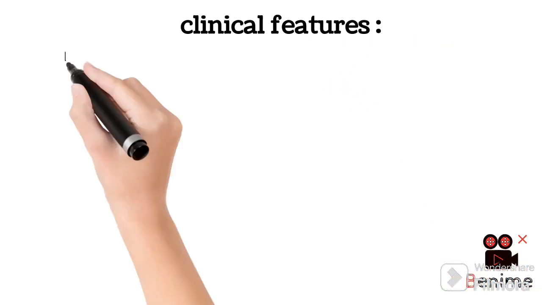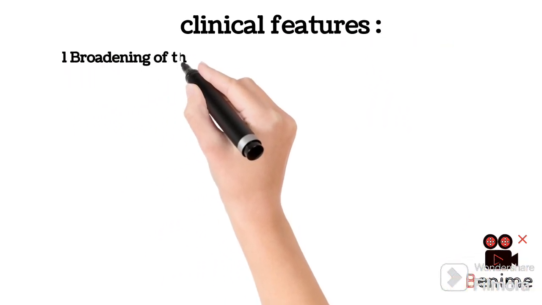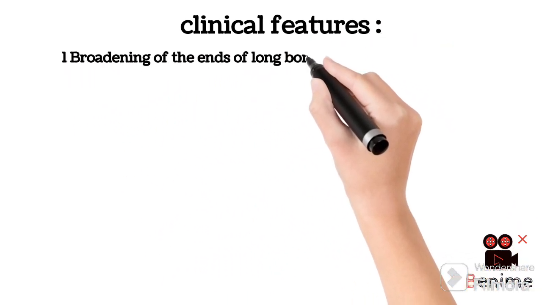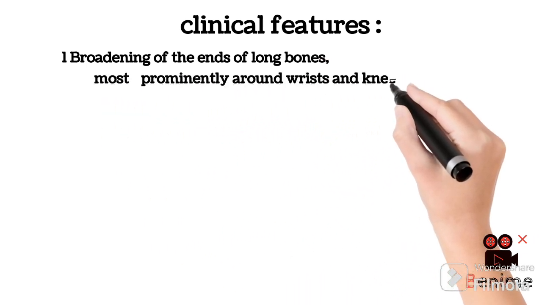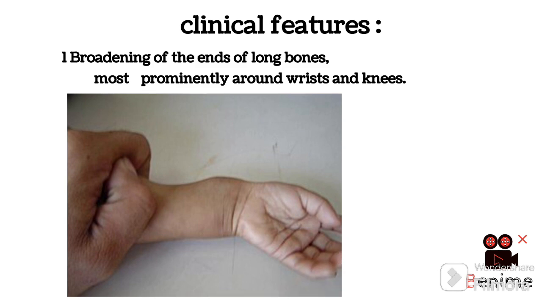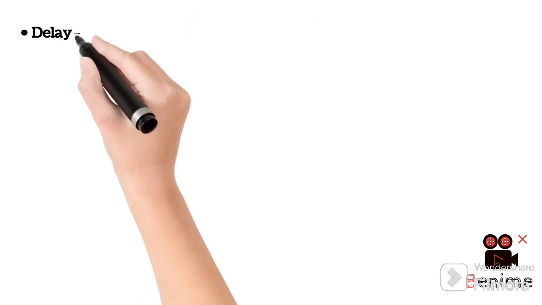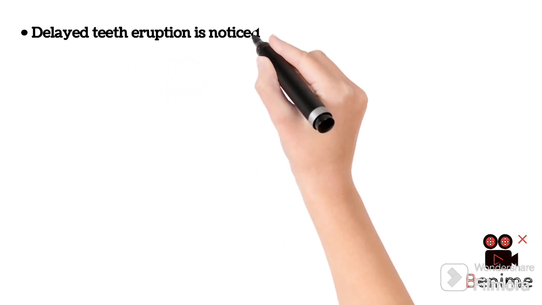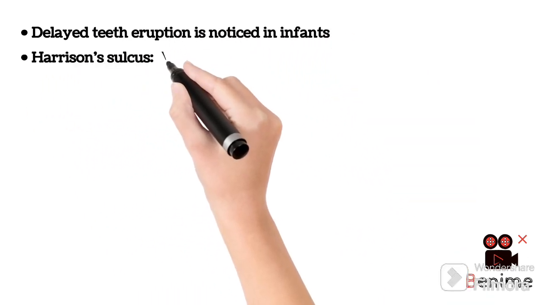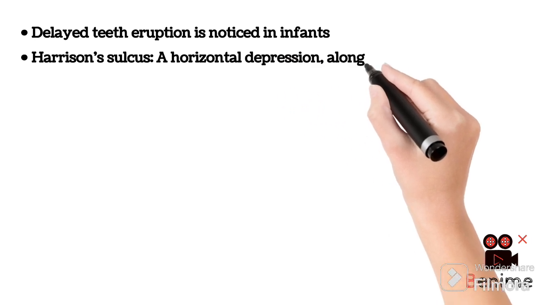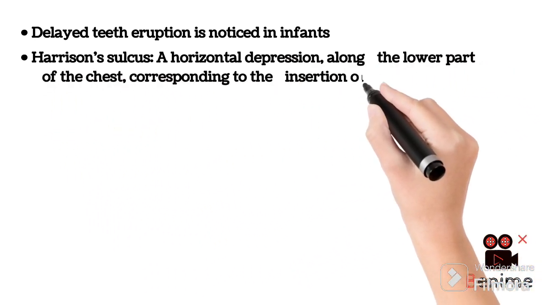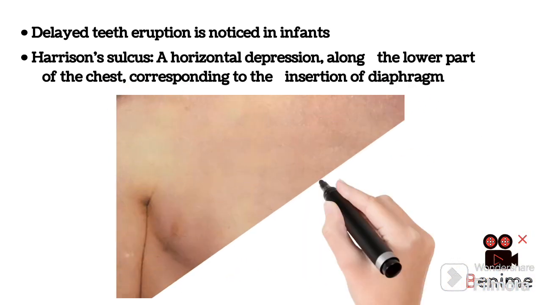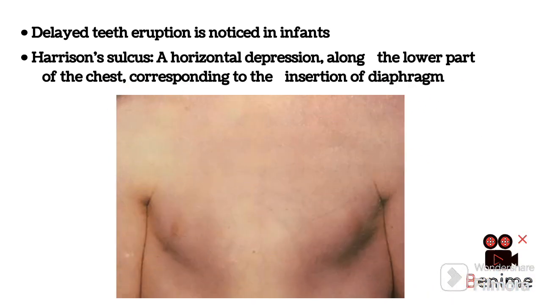Clinical features. 1. Broadening of the ends of long bones, most prominently around wrists and knees, as we can see in the given image. Second, delayed teeth eruption is noticed in infants. Third, Harrison sulcus, a horizontal depression along the lower part of the chest corresponding to the insertion of diaphragm, as given in the picture.